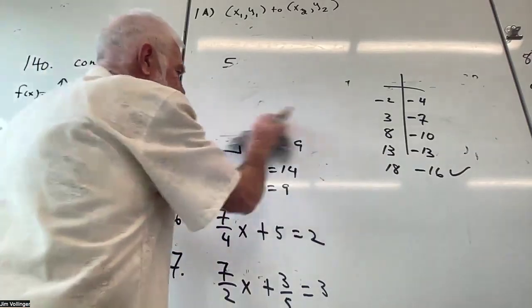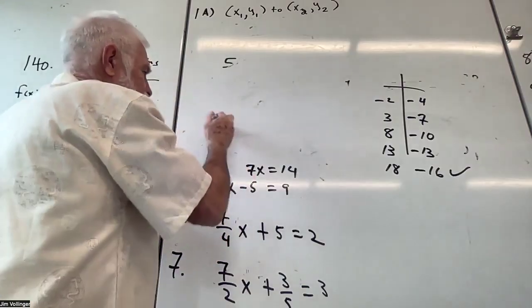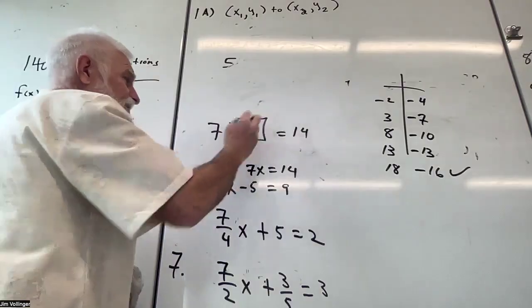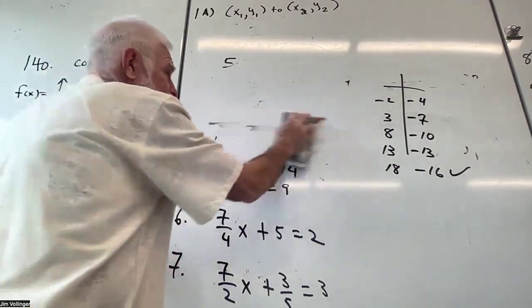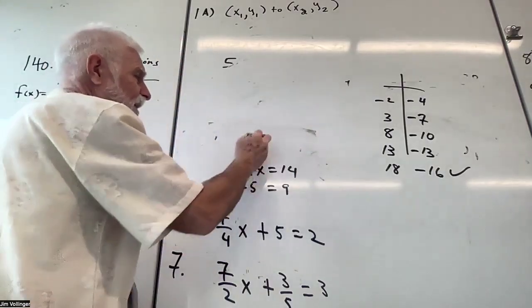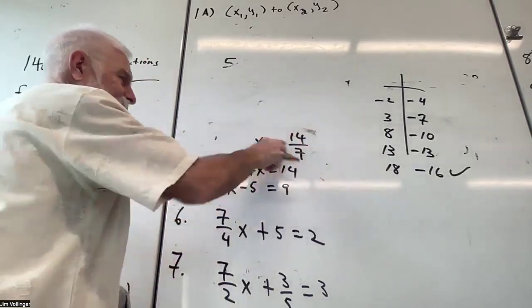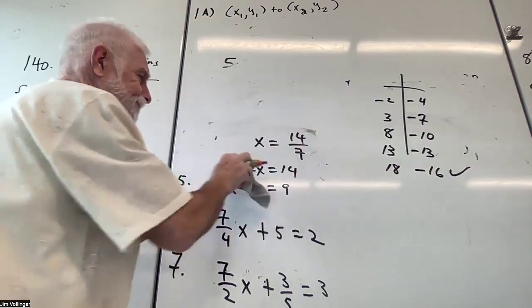And 7 times something, 7 times some number equals 14. I think that's a 2. So what does that tell me to do? It tells me to take multiplication on this side and make it division on that side. And I think I can see the number 2.